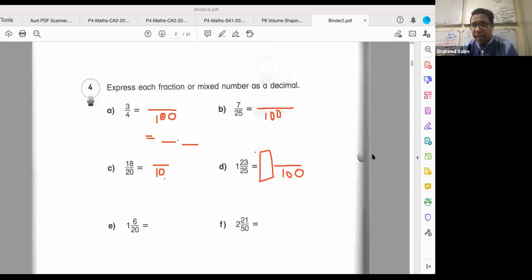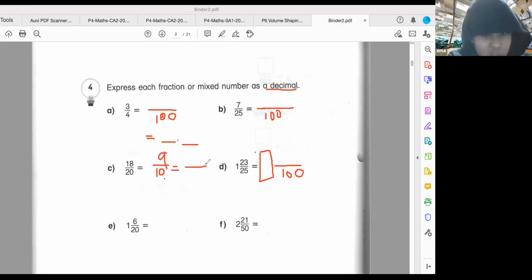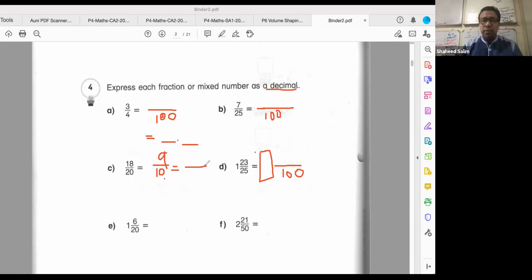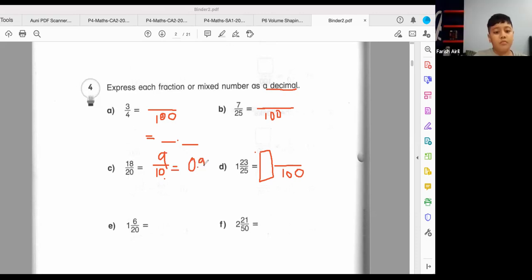Yes. C is 9. C is 9. Yes, well done. So then you must continue that because they want your final answer to be decimal. Put 9 down here. And then what? Sorry, this one is 0.9. You must be able to.